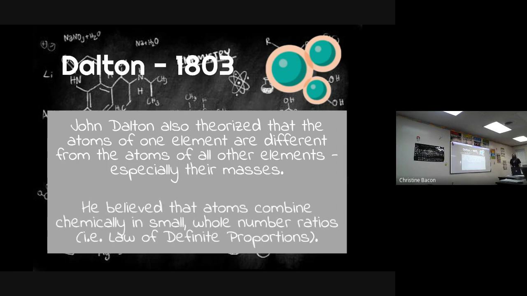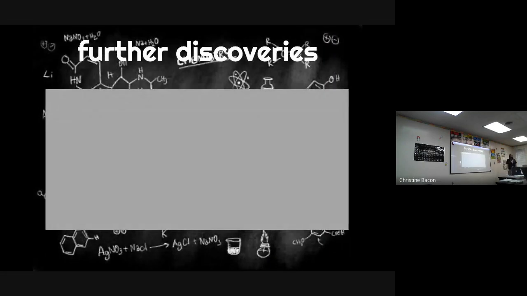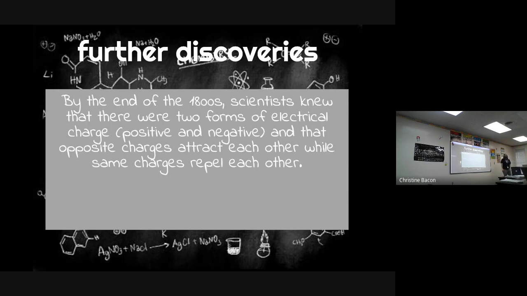So he believed that atoms combine chemically in small whole number ratios, i.e. the law of definite proportions. How for instance, every water molecule has 2 hydrogen to every 1 oxygen, okay? Those ratios. So that was John Dalton. John Dalton solidified the idea that Democritus was right about atoms.